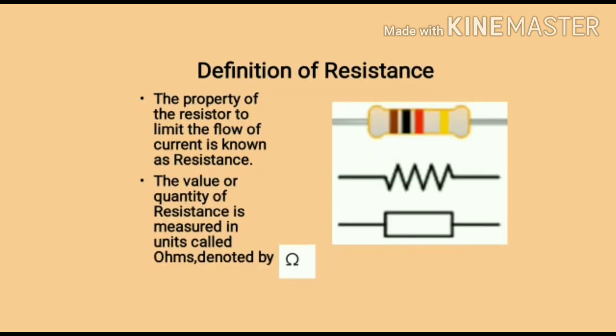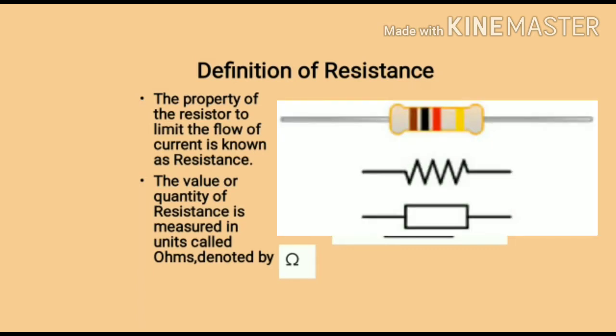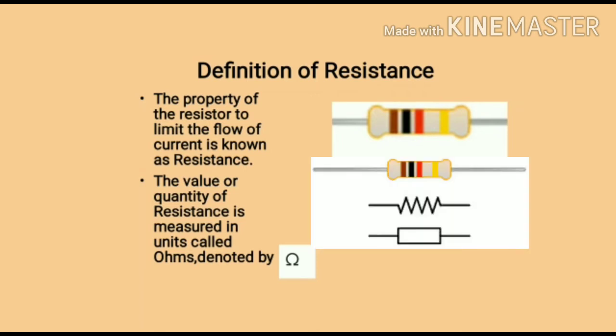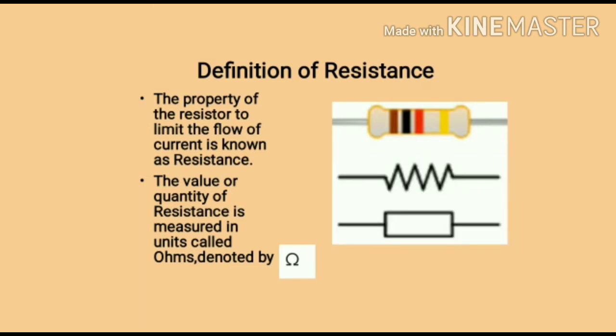Now, let us know the definition of resistance. The property of the resistor to limit the flow of current is known as resistance. The value or quantity of resistance is measured in units called ohms.